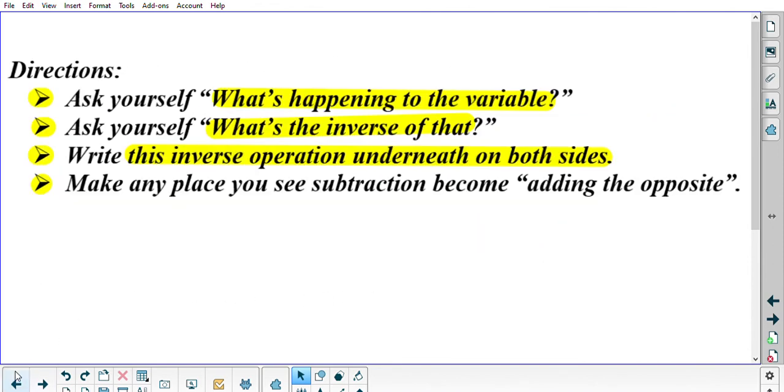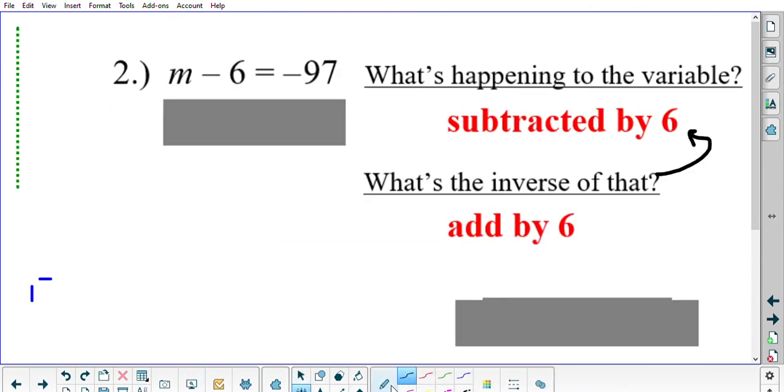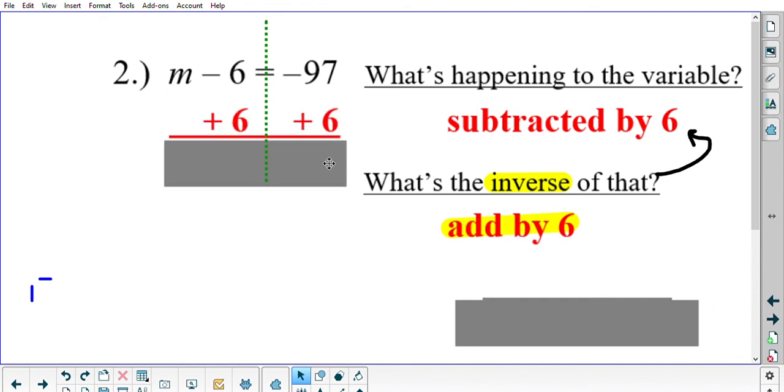So, what do I do on both sides? Well, the directions clearly say that the third thing is to write the inverse operation underneath on both sides. So what did I just say was the inverse operation? I said the inverse was adding by 6. So that is what we are going to always do. Whatever the inverse is, that's what we're going to do underneath the equation on both sides. Remember, the equal sign separates the left side of the equation from the right side of the equation. So we will add by 6 on the left. We will add by 6 on the right. Please do not think that we're rewriting an equal sign underneath or the variable underneath. No. We're just trying to show that we are adding by 6 underneath the equation on both sides.